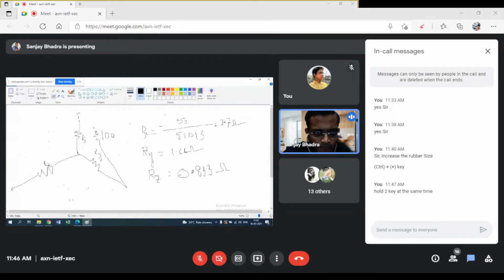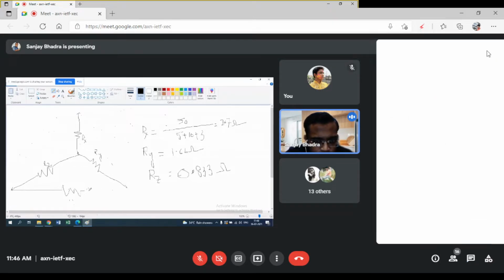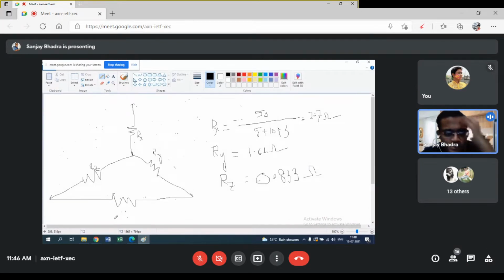Anyway, we have this Rx, Ry, and Rz. So we are supposed to get back to the original problem. Can anyone help me with how to do it? Because I discussed this formula yesterday. Let's say my Rx, Ry, and Rz are given. The first thing I'm going to do is find this resistive value. What would be the value of this resistance?